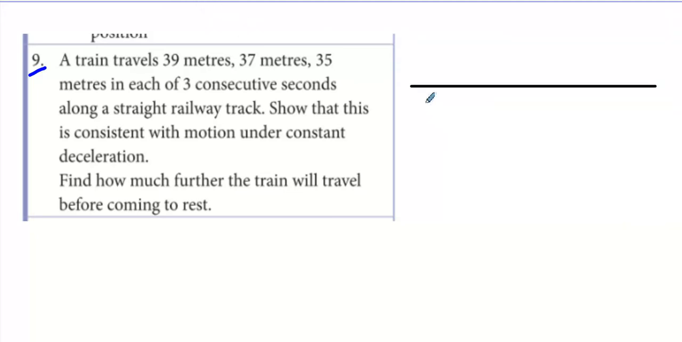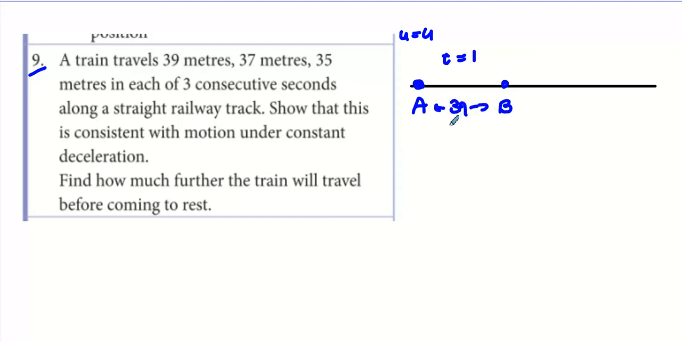It's safe to say the train is not at rest. Do you see the word rest even once there? No. That means the train is moving with its initial speed u. It travels for a second, so this is at t equals 1 from A to B, and it travels 39 meters.